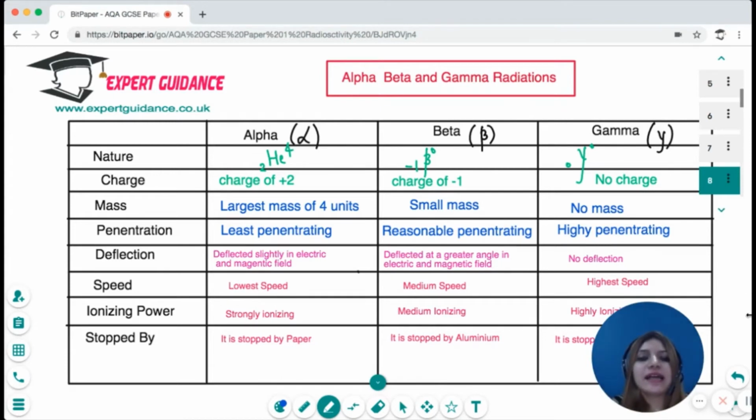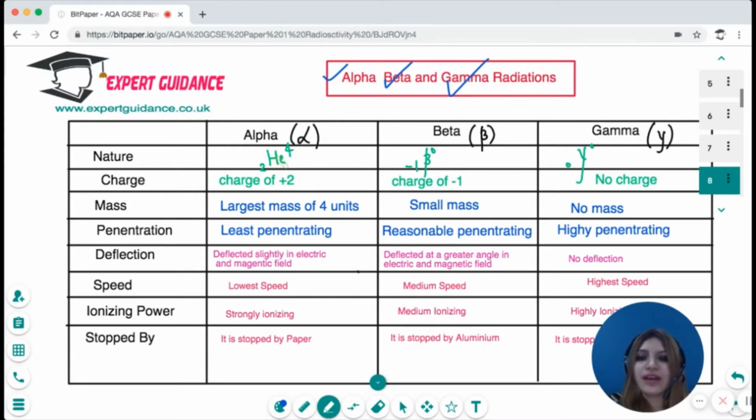Now let us come to nuclear radiation. Many nuclei of many atoms are very unstable. In order to become stable, they lose mass and charge. And how do they lose that? By giving off three radiations: alpha, beta, and gamma. You should know the nature of them and what they are.